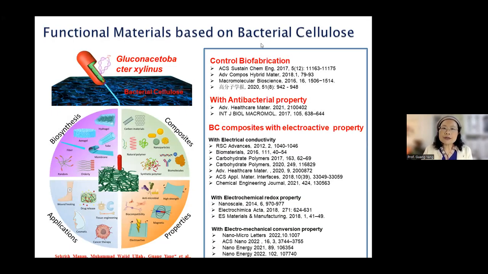First, we functionalize bacterial cellulose to obtain different functional materials. For bacterial cellulose itself, one direction is to research the biosynthesis process. Bacterial cellulose is a kind of structural material, so to obtain different functions, it needs to be composited with other functional materials. We obtain different composites, characterize their properties, and explore different applications.